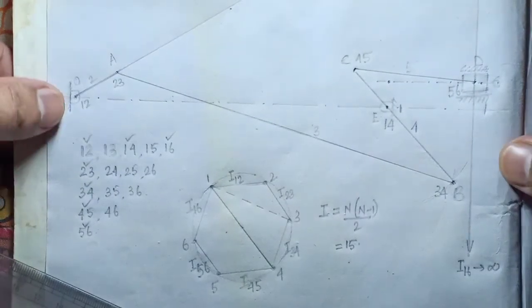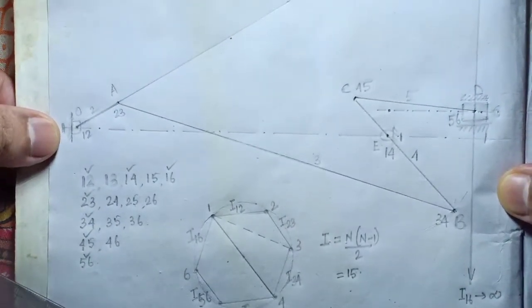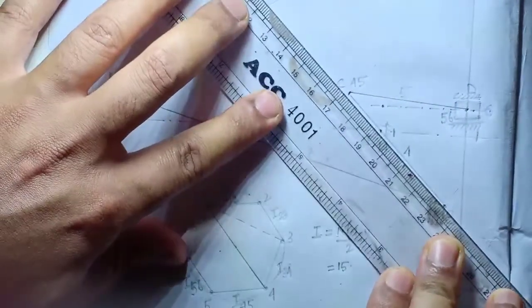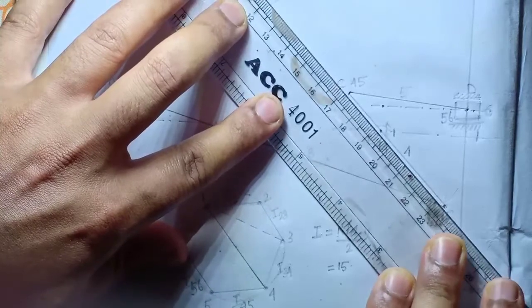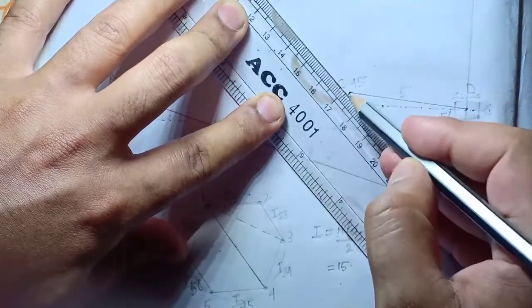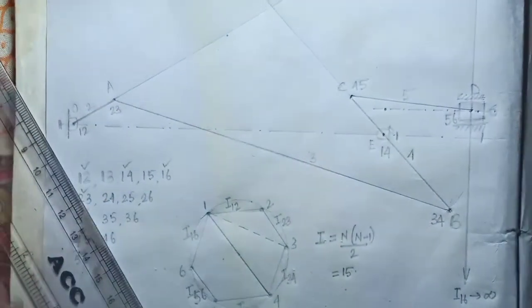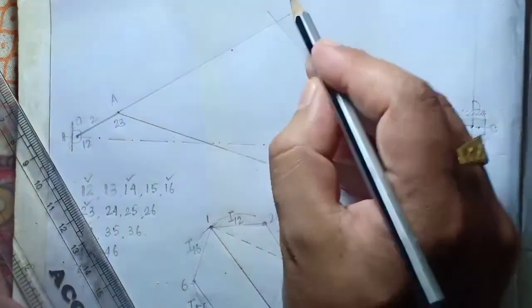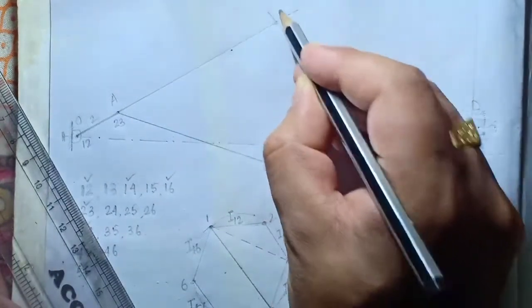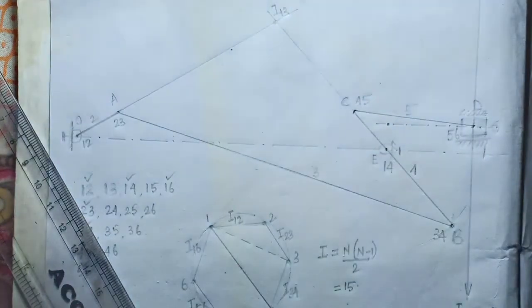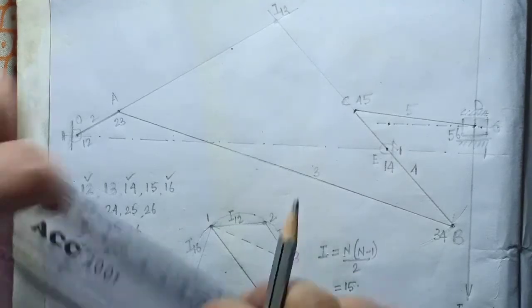So let's write down. The line is as it is, we are just extending. So look, this intersection point. Here is the intersection point. This will be the intersection point of I13. So this is the instantaneous center of link 1 and link 3 at a time. So I13 is a known value.